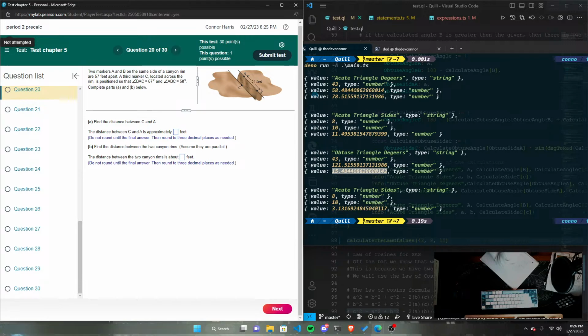Okay. So angle BAC is 27, and ABC is 58. Complete parts A and B. Find the distance between C and A. Huh. Okay, this is gonna be a fun one to try and figure out.